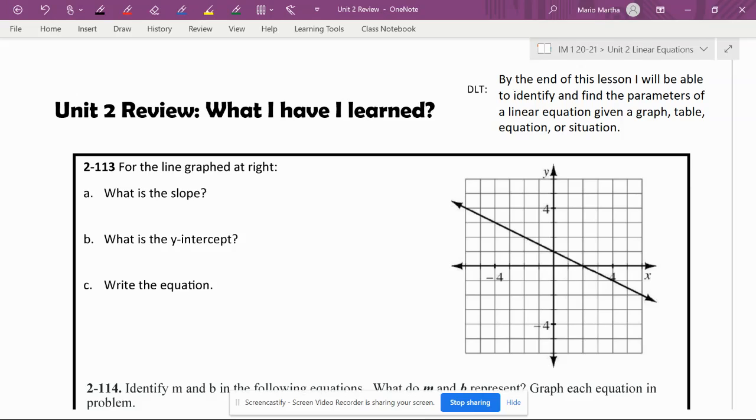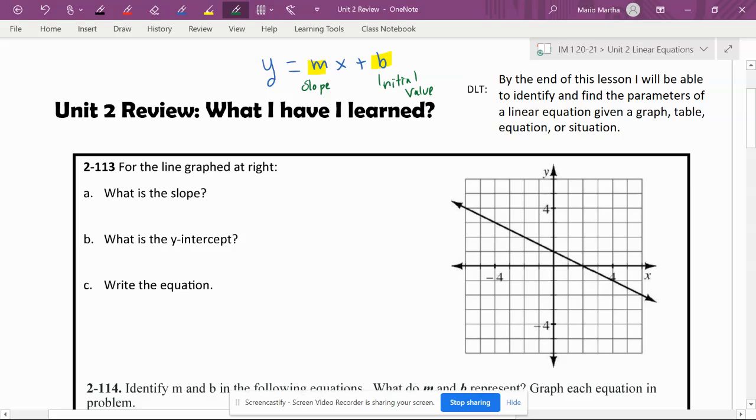By the end of this lesson, I will be able to identify the parameters of a linear equation given a graph, a table, an equation, or a situation. Remember, the parameters of a linear equation y equals mx plus b are m and b. m is our slope, delta y over delta x, and b happens to be our initial value.